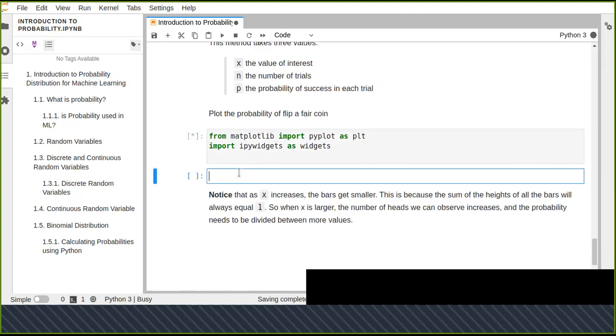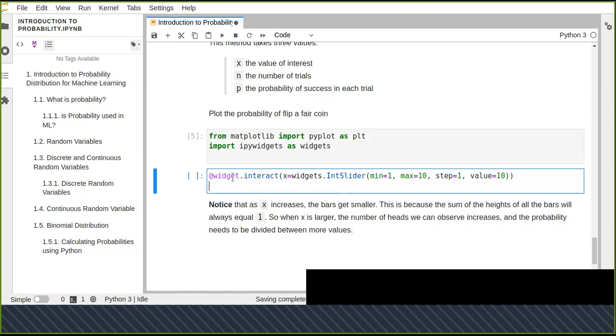Okay, then let's define, let's get interact, with x as a slider. Let's set the minimum of the slider to 1 and the maximum to 10, and a step that increases by 1, and the maximum step value is 10. Then we define a function.